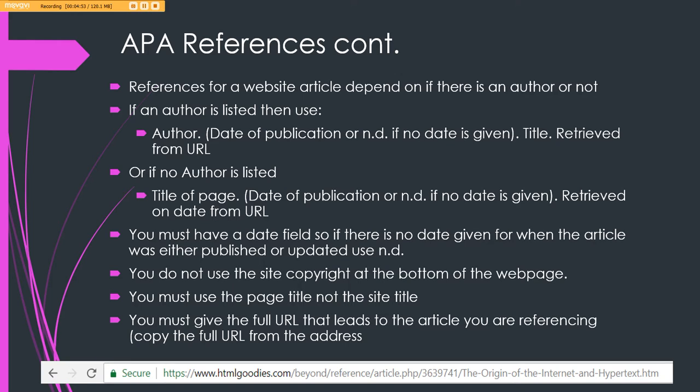You must have a date field, so if there is no date given when the article is either published or updated, you use ND. You do not use the copyright at the bottom of the web page. You must use the page title, not the site title. You must give the full URL that leads to the article that you're referencing so that I can check it. Here's an example of a full URL.